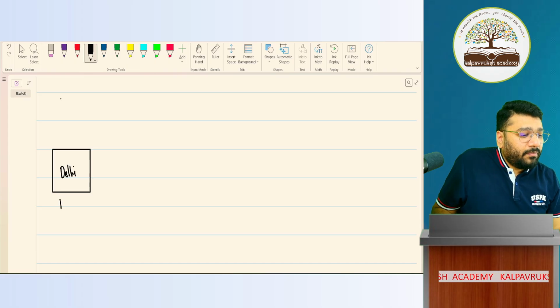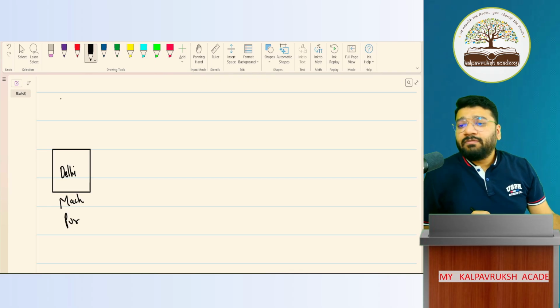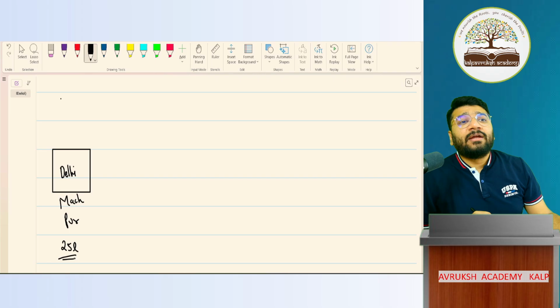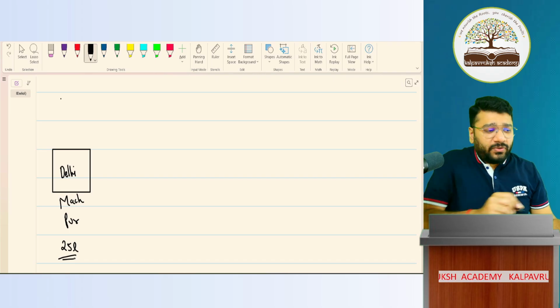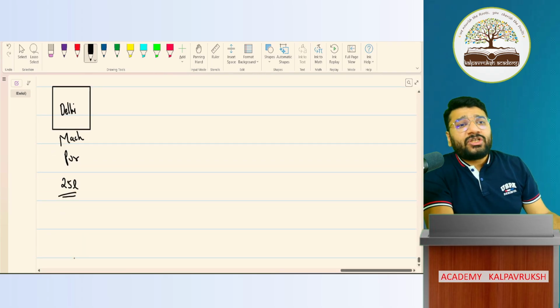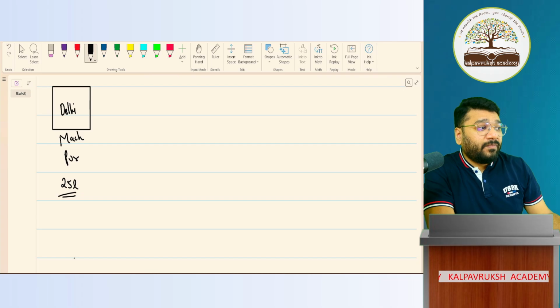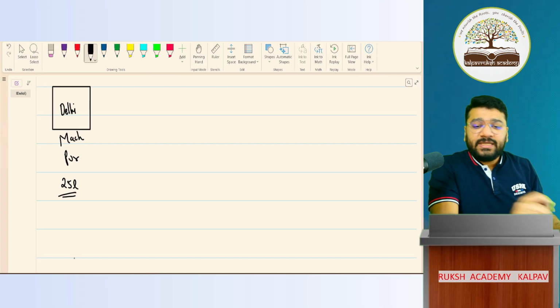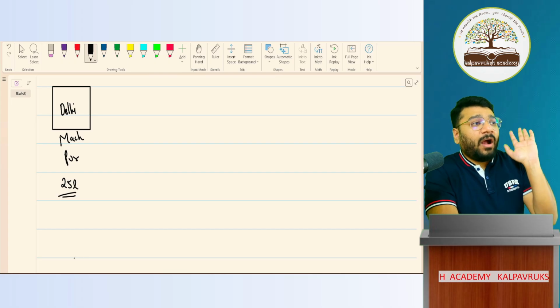Delhi, machine purchased. The value of the machine is 25 lakh rupees. How much is the value of the machine? 25 lakh rupees. My question to all of you. This 25 lakh rupees machine, what I paid is including GST. GST is how much? 5 lakh.